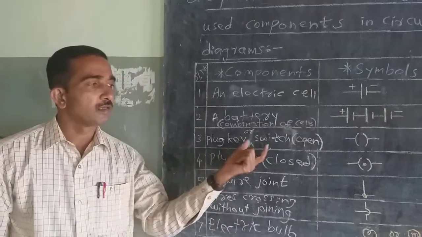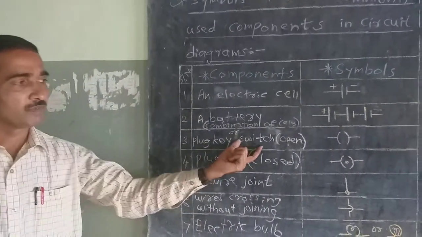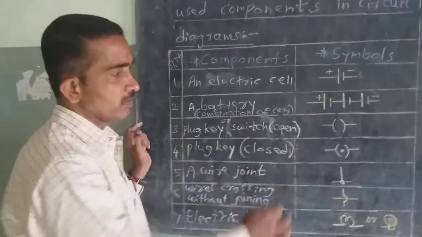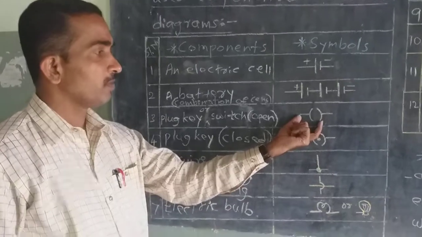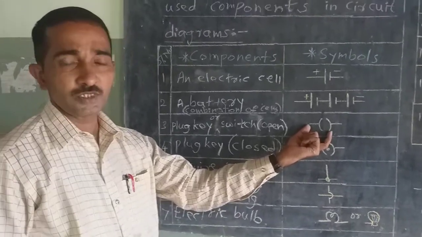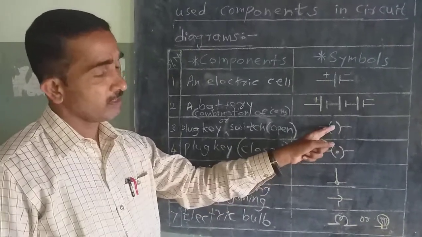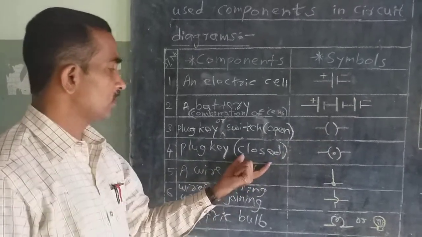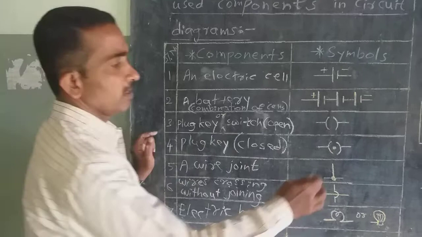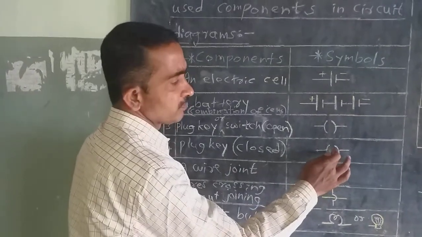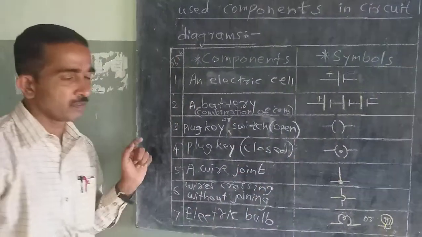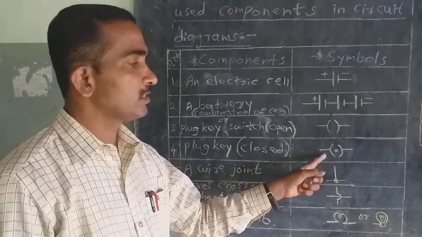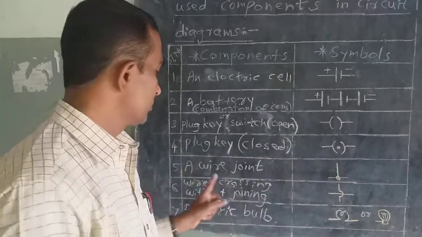Plug key, another name is switch. It is of two types, open and closed. This is the symbol of an open plug key or switch. Inside, the dot is not there. But in the second one, the closed plug key, there is a point inside the symbol. This one shows open, this one shows closed.